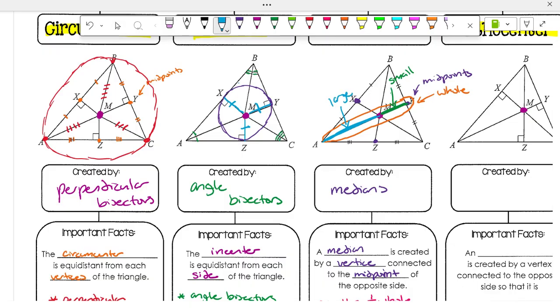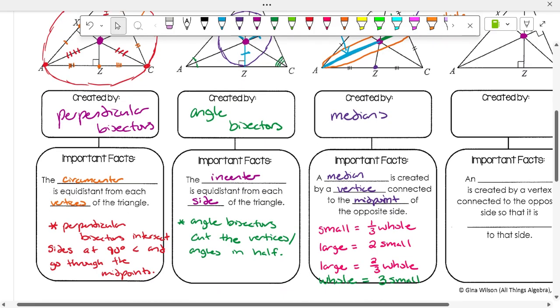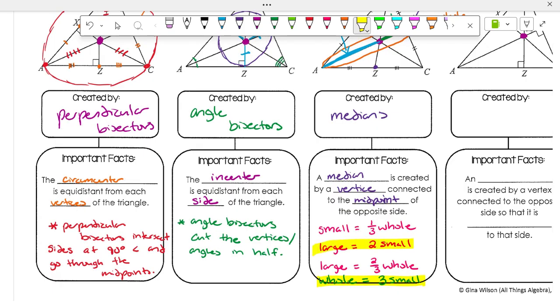So occasionally you will find side lengths for those, and these are the formulas. In reality, as long as you remember the whole is 3 times the small, the large is twice the small, you can pretty much find all of them. The small is just kind of the middleman.